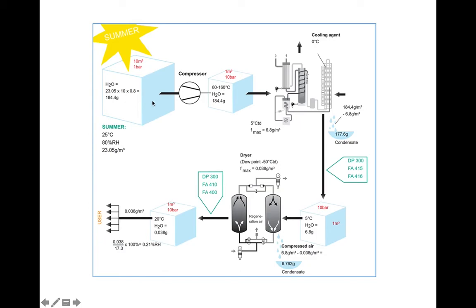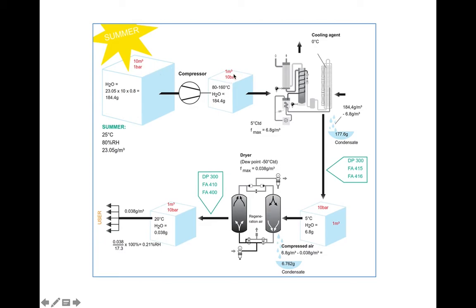Let's say we have to deliver about 10 cubic meters of air at 1 bar pressure. This is the intake condition, the ambient condition with a temperature of about 25 degrees Celsius and relative humidity of 80%. Every 10 cubic meters of this air will contain about 184.4 grams of water. It is a significant amount of water that has to be delivered to the air compressor every 10 cubic meters.